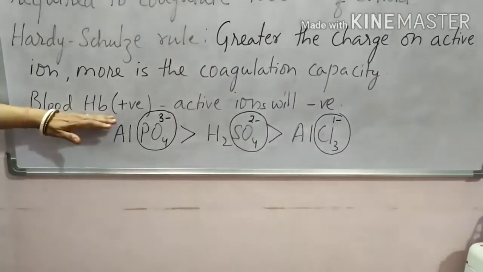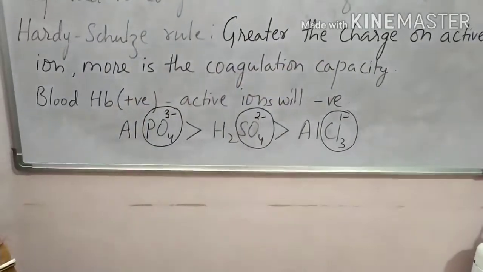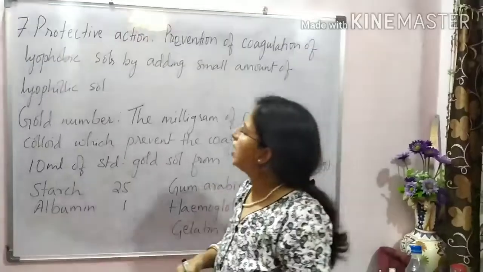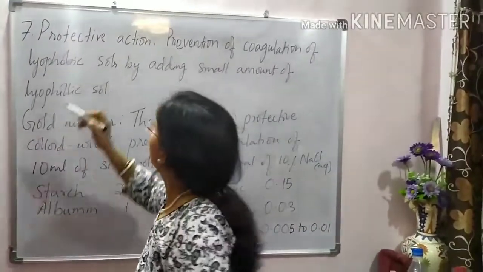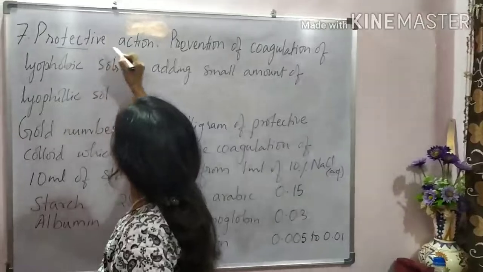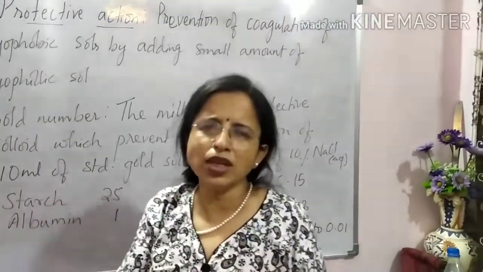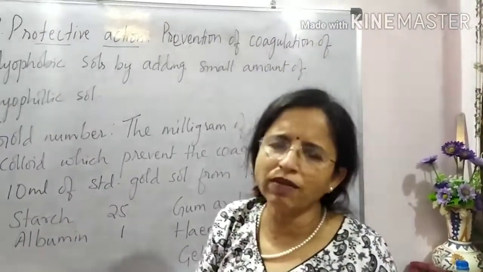So that can be reversed also. If the system is negative, then the active ion will become positive. The last property of colloids is just the reverse of coagulation, that is protective action. The reverse or opposite of coagulation is protective action.